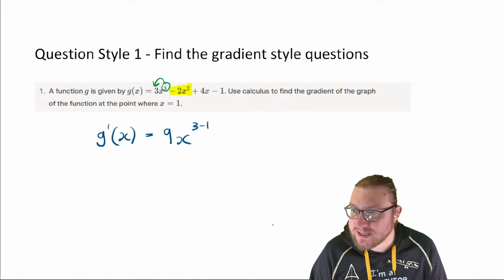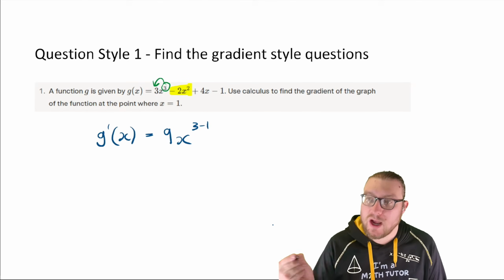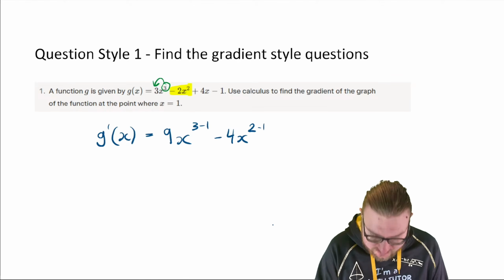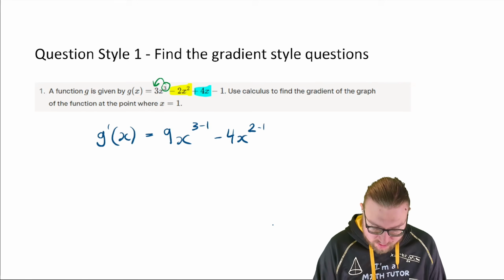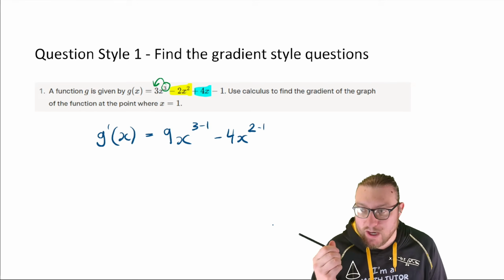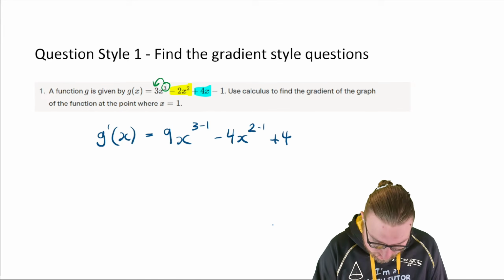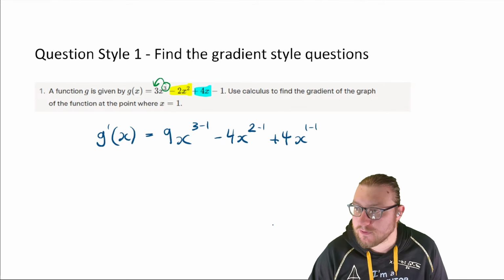So the next one is negative 2x squared. Again, we take the number in the exponent to multiply to the front. Negative 2 times 2 is negative 4x, and then 2 minus 1. And the next part, we have 4x. So the exponent here is 1, right? x to the power of 1, because we don't write it. So 1 times 4 is 4. And then technically it's 1 minus 1, right?